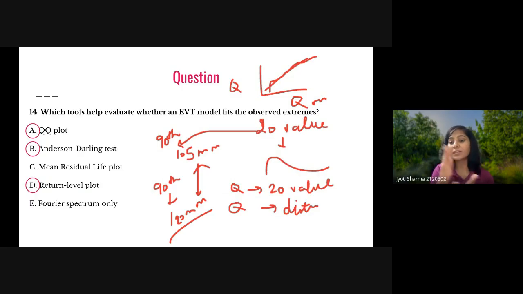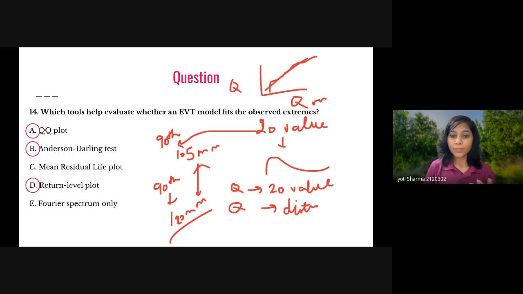Observed value, what is the 90th percentile of the observed value? What is the 90th percentile that we calculated from our distribution, not just from the values, from the fitted distribution. So if there is a difference, then we can say, okay, this model is not fitting our data set well. Okay, then the second is the Anderson-Darling test.